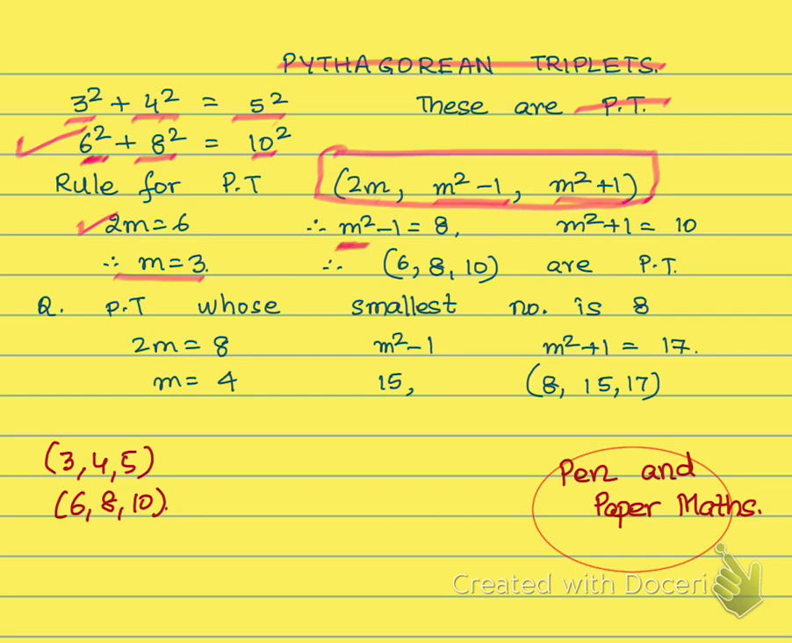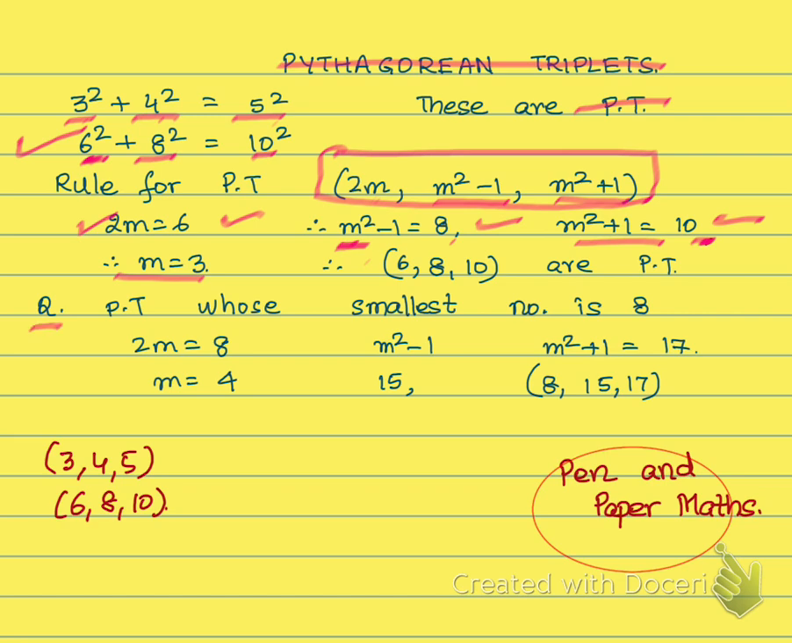So m square minus 1 is 8. In other words, your m would be, go ahead, calculate. Okay, next. So your m square plus 1 would be 10. In other words, your 6, 8, 10 are Pythagorean triplets.